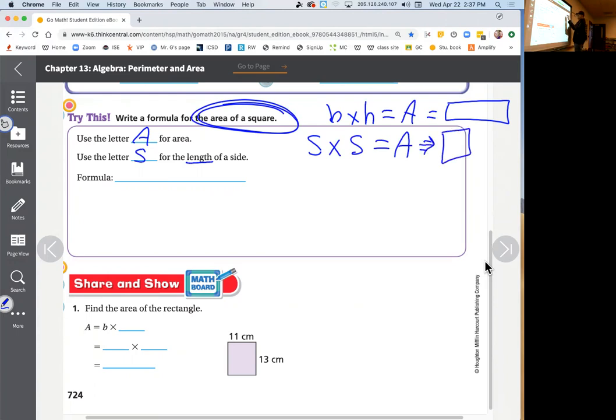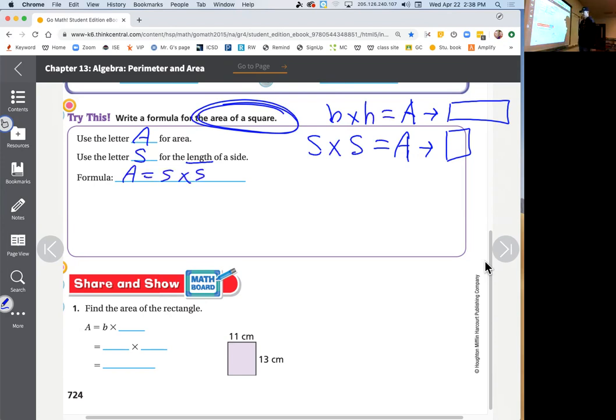Okay, maybe I should draw an arrow instead. Those are great arrows. Okay, so the formula is you can write it either way: area equals side times side.